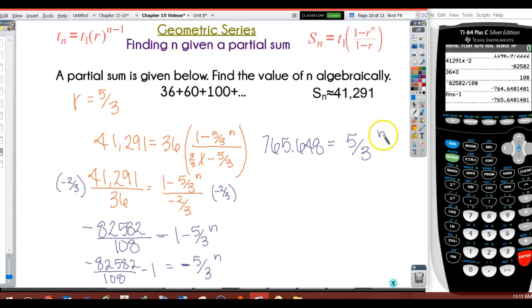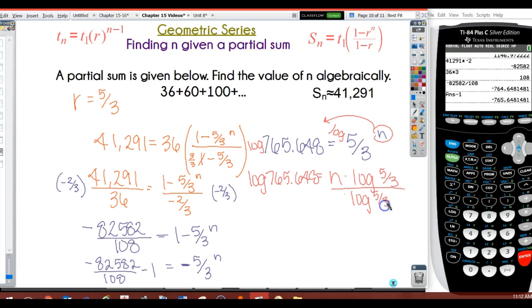From here, I know I need to solve for n, and it's up in the exponent, so I need to take the log of both sides of the equation. And when I do that, I can bring my n out front. So I'll have n times the log of positive 5/3 is equal to the log of this number, which we know is rounded. My last step to solve for n would be to divide both sides by the log of 5/3.